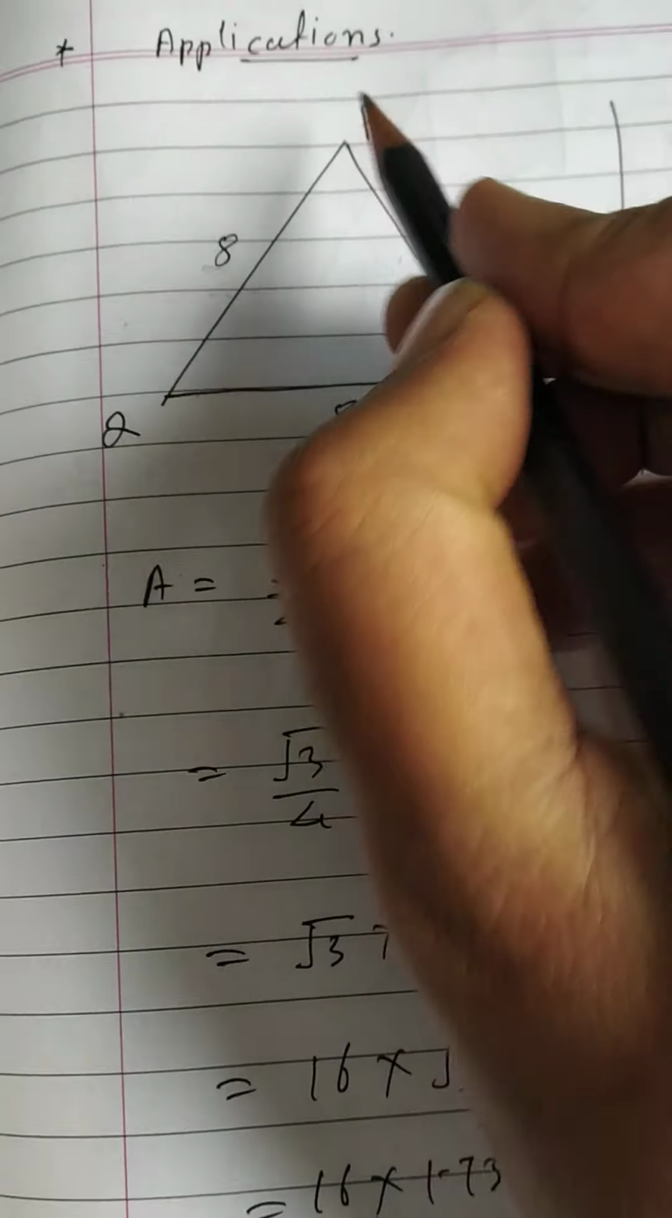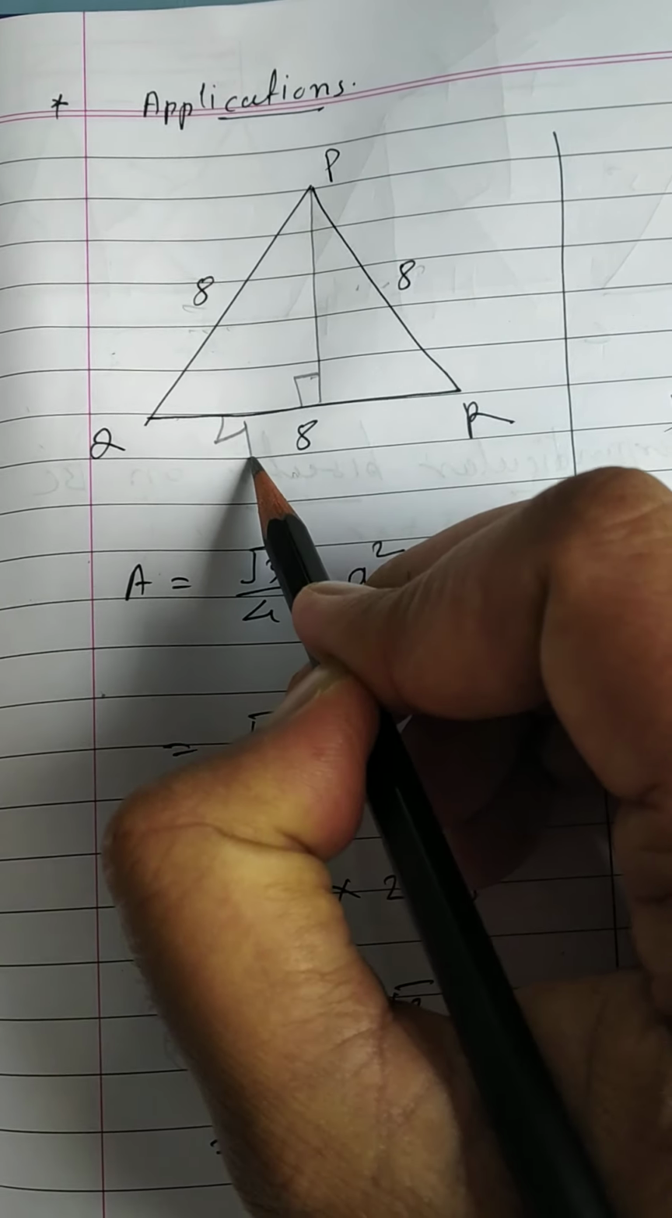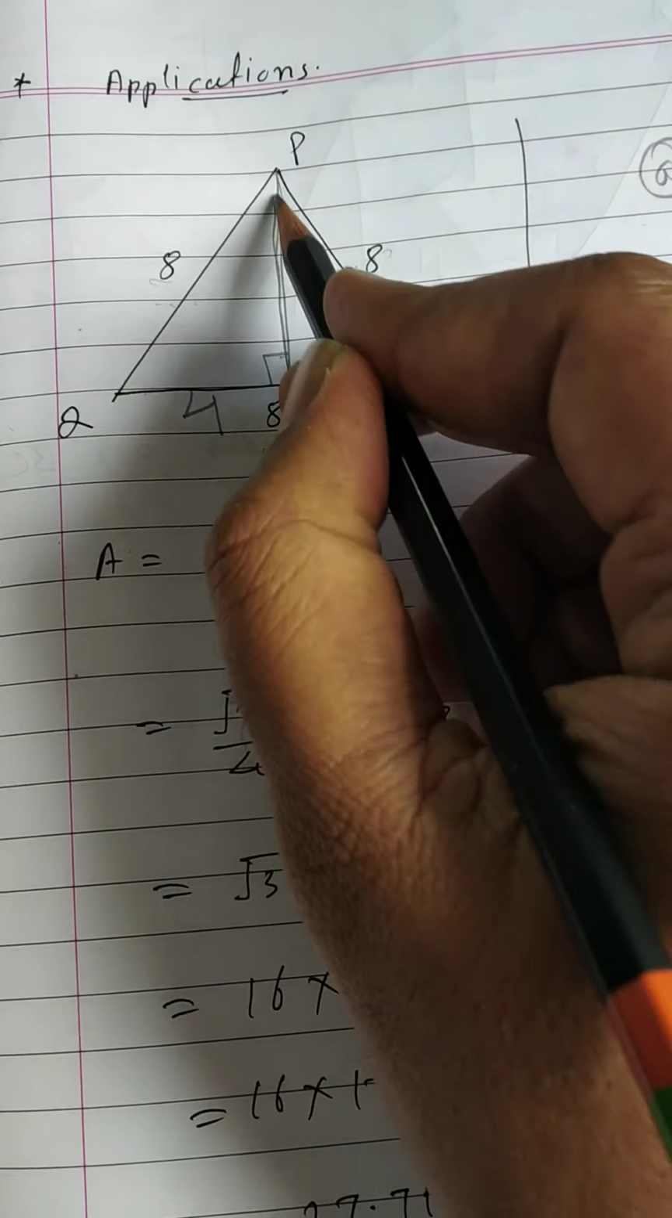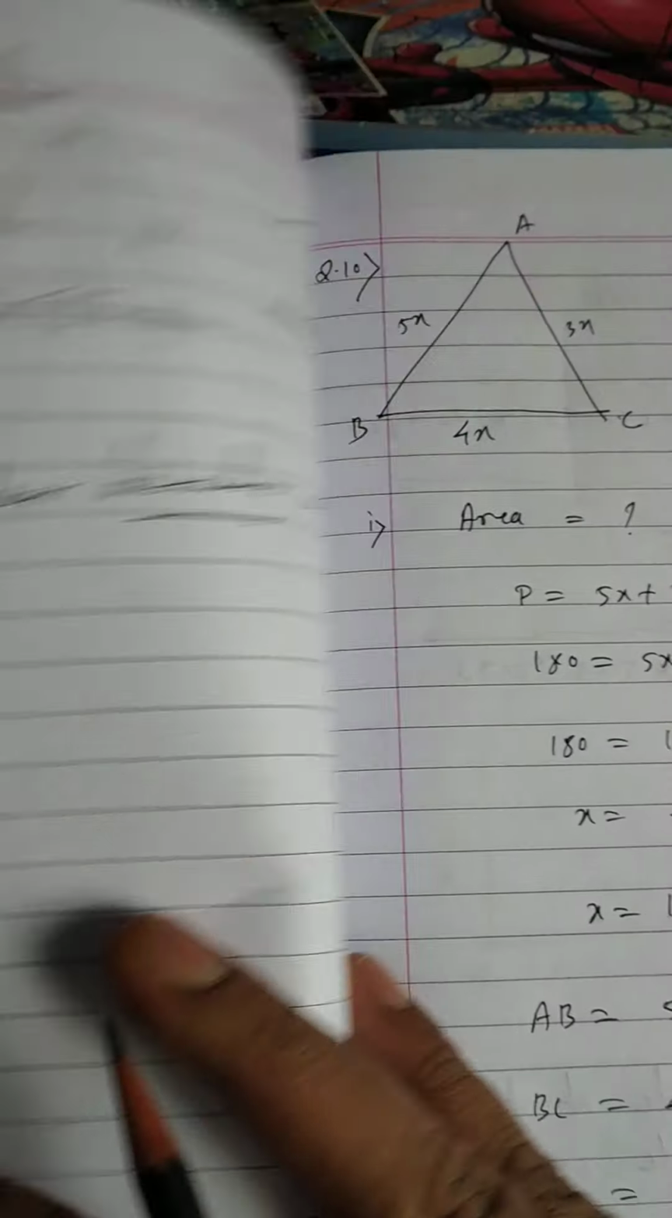Similarly, it can be done for this triangle also, isn't it? These two sides are equal. Here even you can draw a perpendicular bisector, isn't it? So this will be 4. So by Pythagoras theorem you will calculate this height, and you can go for 1/2 base into height. I hope, बच्चों, आपको clear हुआ.